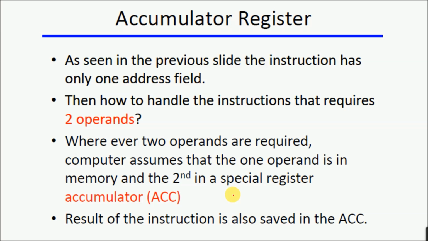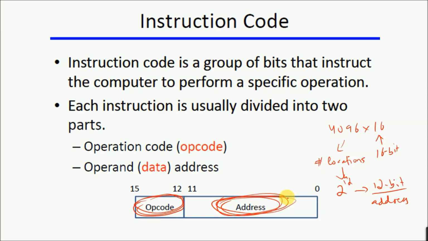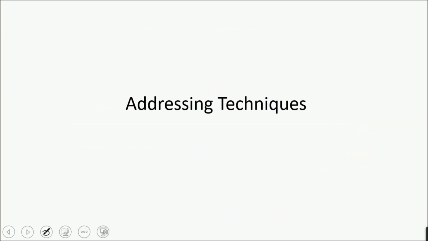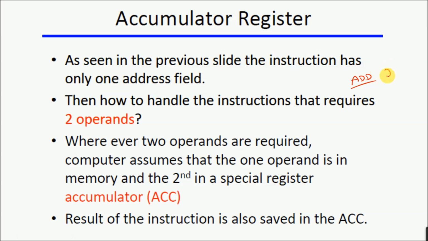But what about those instructions that require two operands? For instance, the add instruction. Add instruction requires two operands. And as we saw here, we can give the address of just one operand. So if I write add 20, this means add the contents of location 20 to what? To the contents of the accumulator.